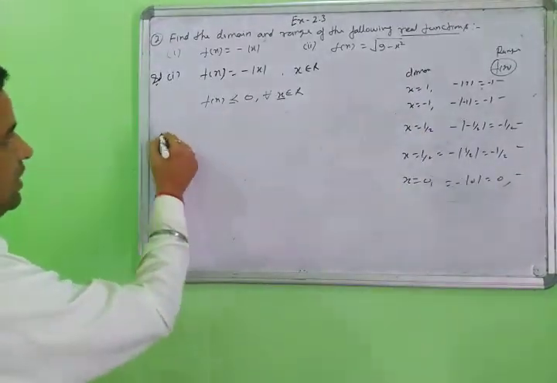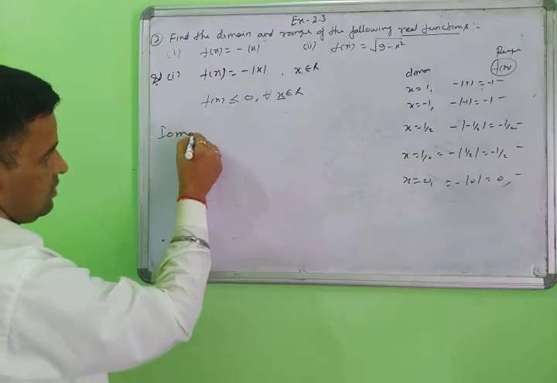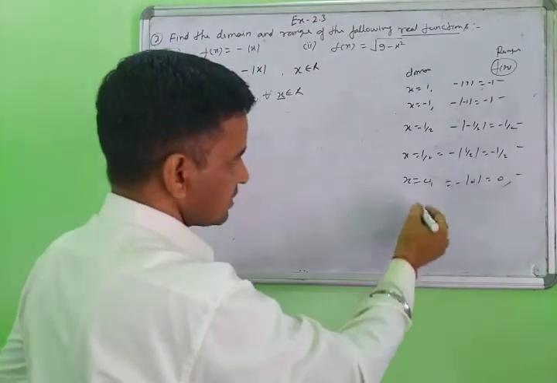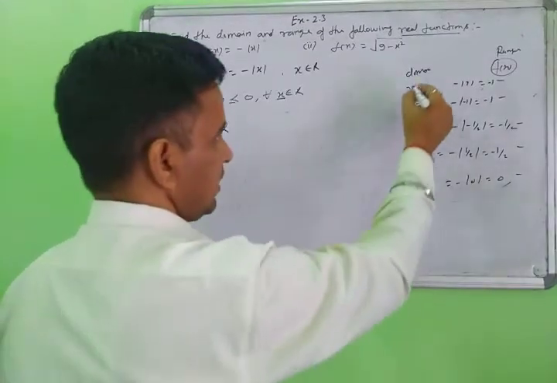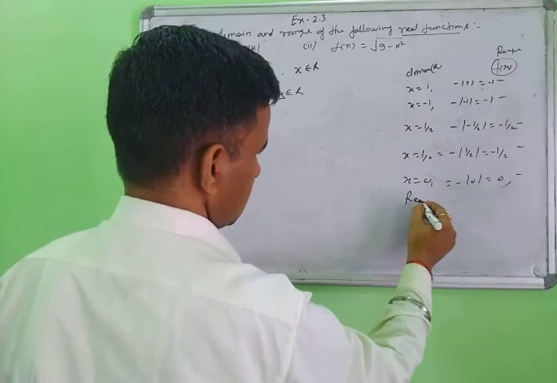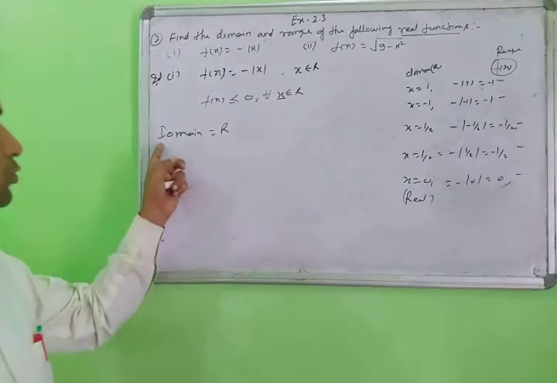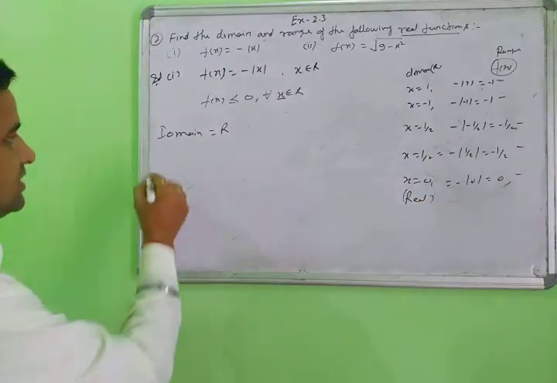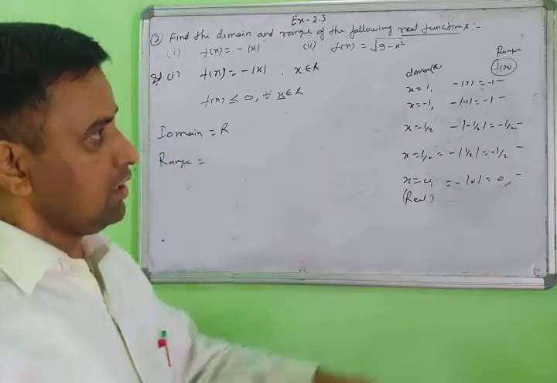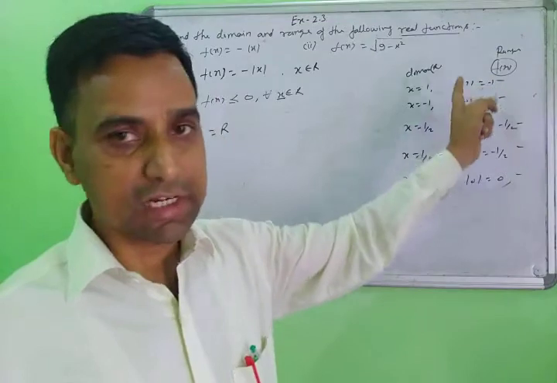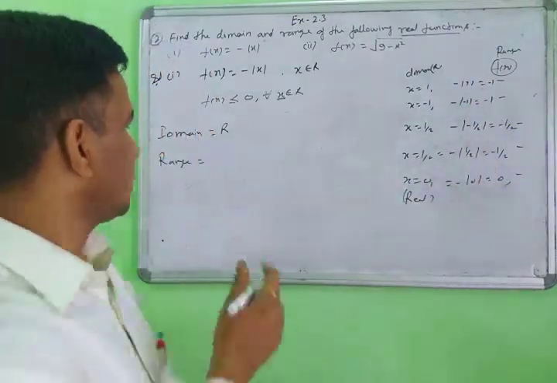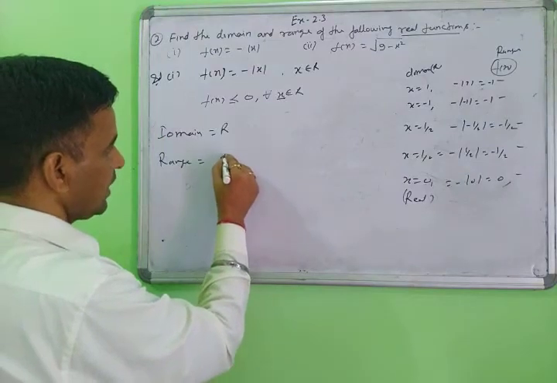So what is the domain here? You will write your domain. The domain is all real numbers. You can put any number here, so the domain is all real numbers. What is the range? The range always comes with the negative sign, not the positive sign. It means the range is always negative real numbers.